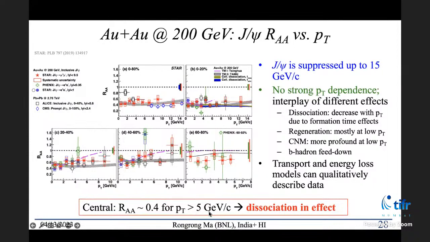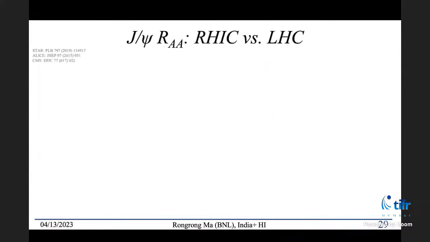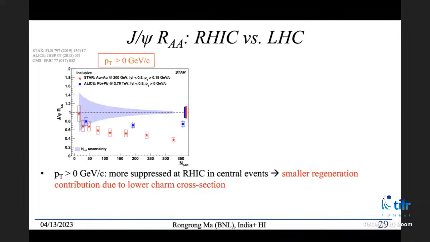Because at high pT, the cold nuclear matter effect becomes minimal. So this is clear evidence that we do see a dissociation of the high-pT J/psi. Then we can compare our result to RHIC.